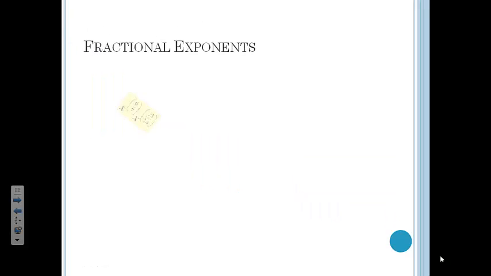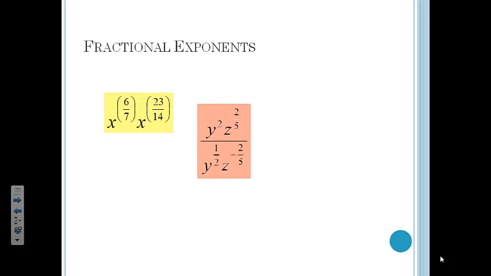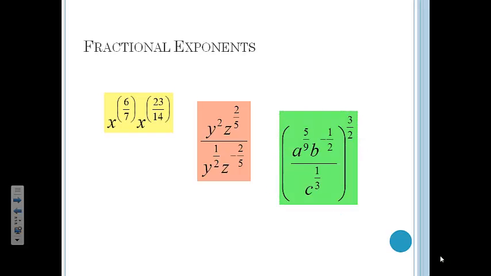All right, so fractional exponents, when you have two fractional exponents, we can add them together. So you would add 6/7 plus 23/14. And you would get 12/14 plus 23/14, so you get 35/14. For the middle one, you would subtract. So 2 minus 1/2 would be 3/2. 2/5 minus a negative 2/5 would be 4/5. And you would distribute 5/9 times 3/2, which would be 15/18, b to the negative 3, and c to the 1/2.